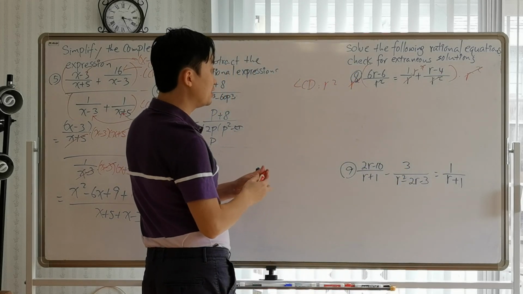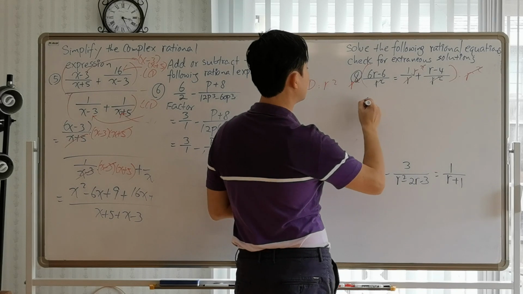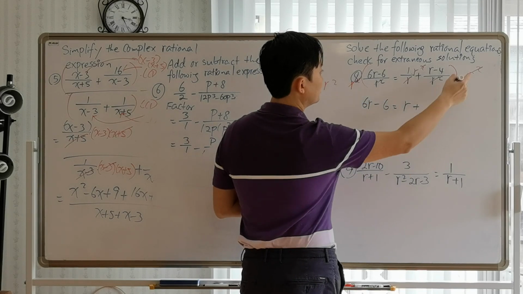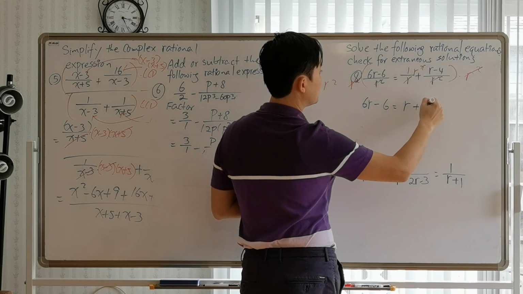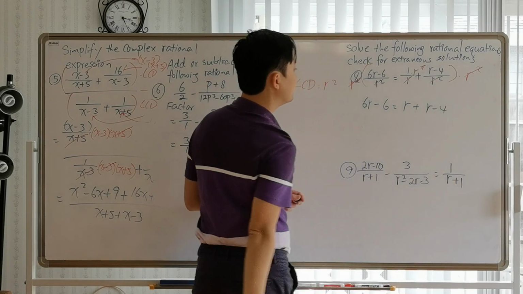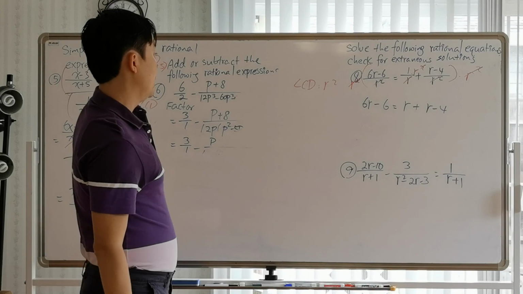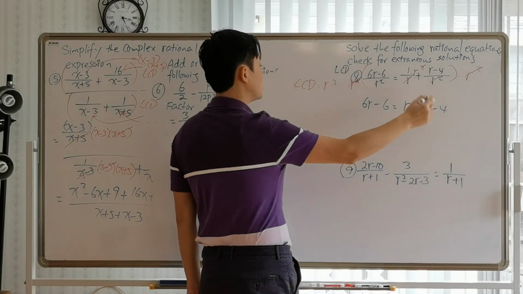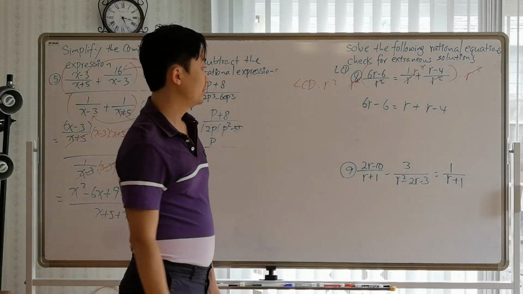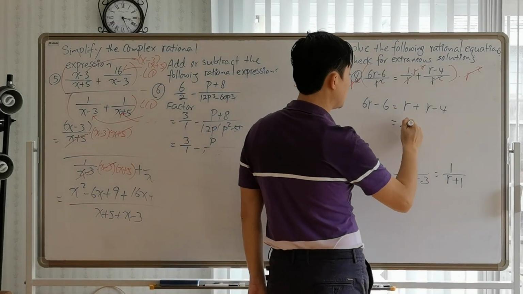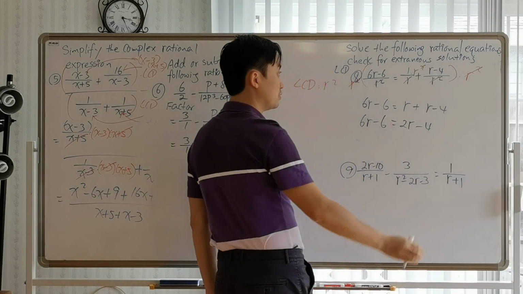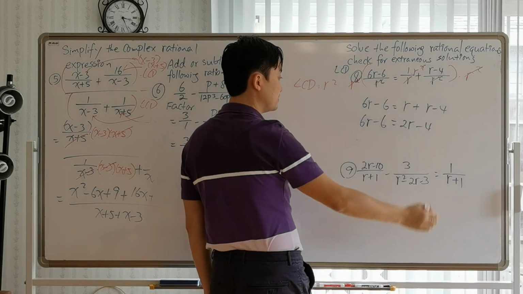So now, what's left here is just 6r minus 6. That equals r plus, well, r squared got canceled, so it's only r minus 4. As you can see, once we multiply by the least common denominator, there's no more denominator remaining. And then for the rest of this, combine the like terms, and then we simply solve for r. So we're going from rational functions to the linear function.